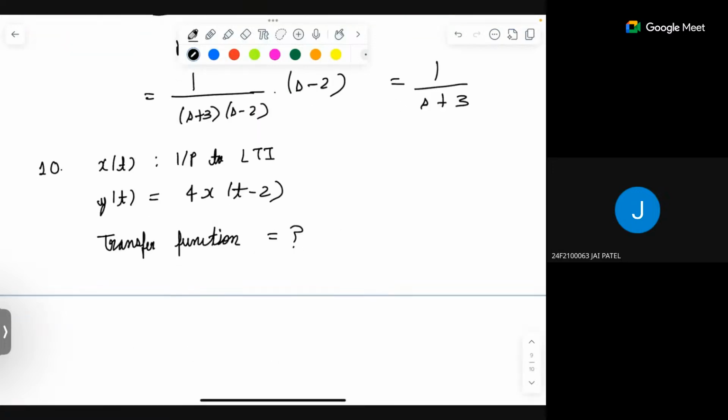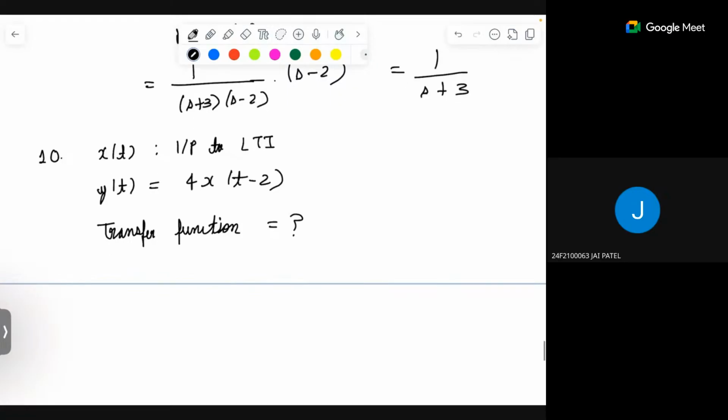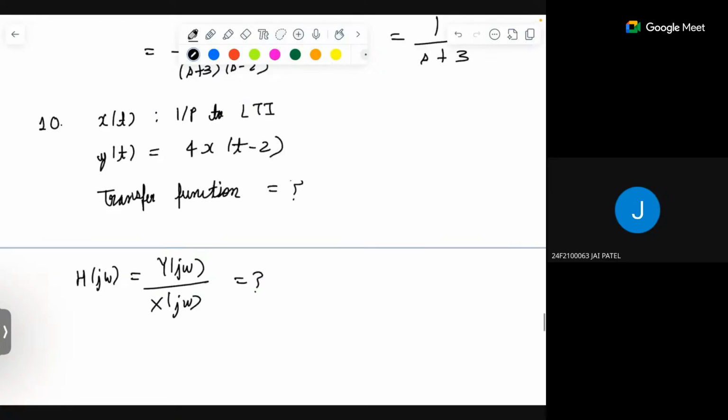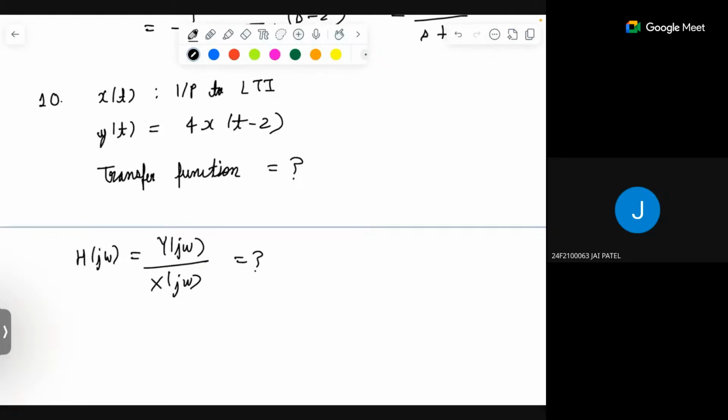We have x of t as input to an LTI system. y of t, the output, is 4 times x of t minus 2. You have to tell me the transfer function. So what is the transfer function? H of j omega is equal to y of j omega upon x of j omega. This is what you have to tell me. Did you understand the question? Yes. Okay, start solving. Take 3 minutes.